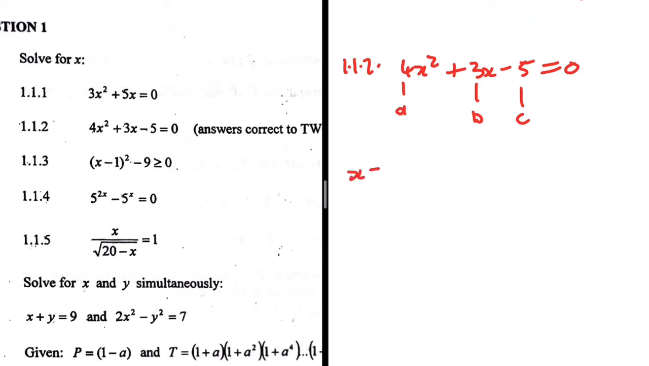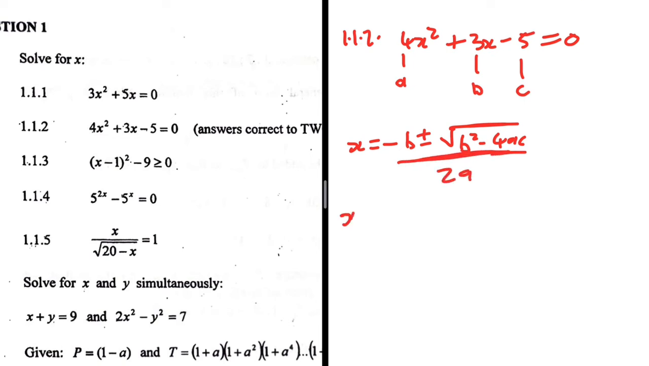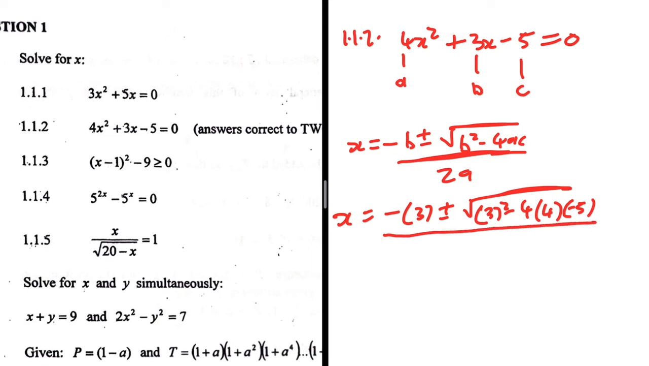So we're going to have x being equals to minus b plus or minus the square root of b squared minus 4ac divided by 2a. We are going to have x being equals to minus b, b is 3, plus or minus the square root of b squared. So b is 3, we have 3 squared minus 4, a is 4 and c is minus 5. Everything divided by 2a. a is 4 once more.